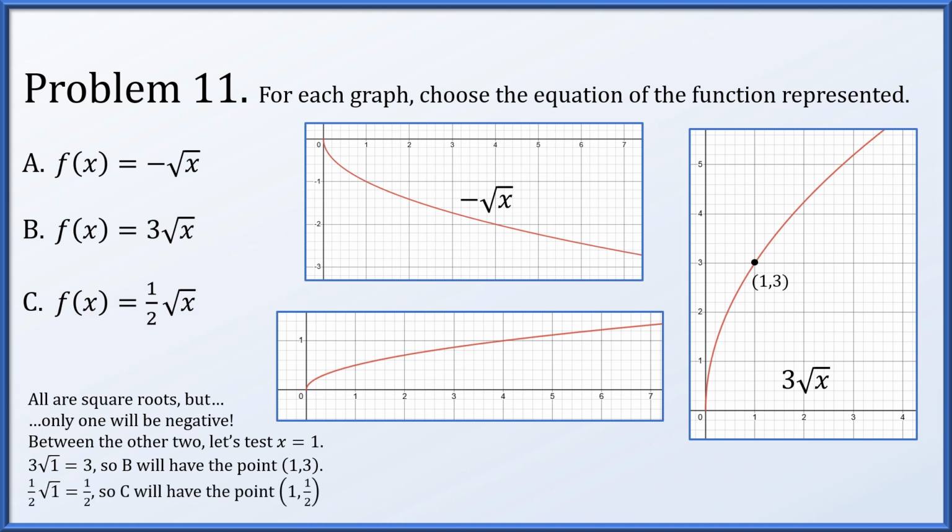If we tried plugging 1 into option C, we would get 1/2 times the square root of 1, or 1/2. So we're looking for a graph that contains the point 1, 1/2. And there it is. So this is the graph of 1/2 root x.